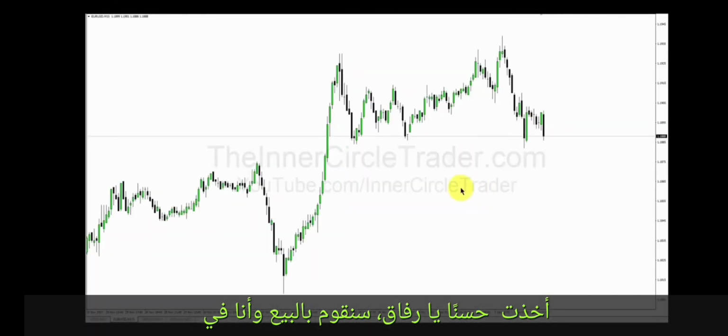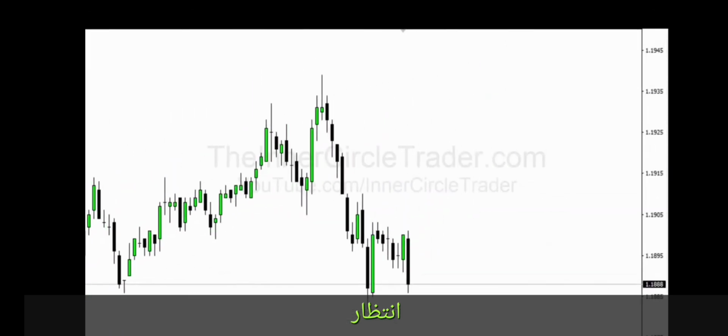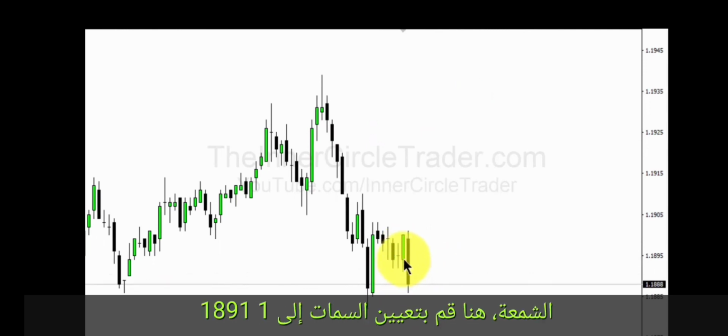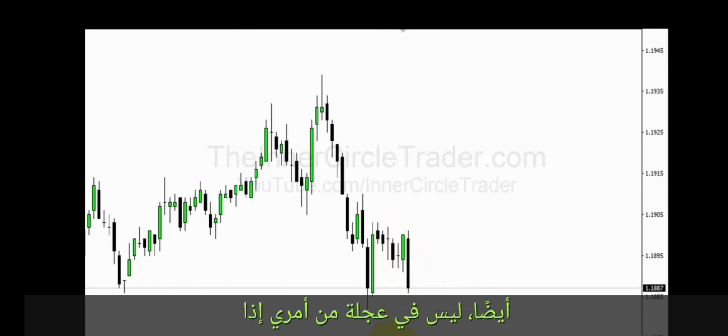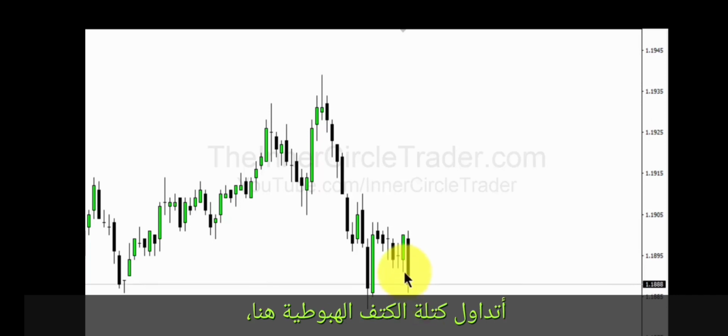Okay, folks, we're going to be doing a short. I'm waiting for it to trade right back to the bottom of this candle here. So if it trades to 118.91, I'll sell short. Not in a hurry. If it takes off without me, that's fine. But I'm trading the bearish order block in here.